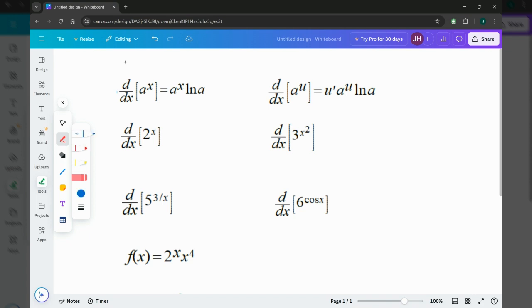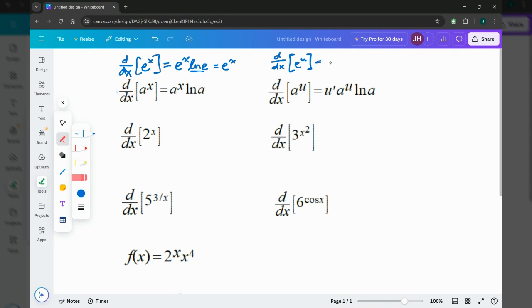The derivative with respect to x of e to the x, if you watched one of my previous videos, we know that's e to the x. Well, this formula says it should be e to the x times the natural log of e. But the natural log of e is just 1, so it comes out to be e to the x, which does work. It's the same thing with the derivative with respect to x of e raised to a function u.